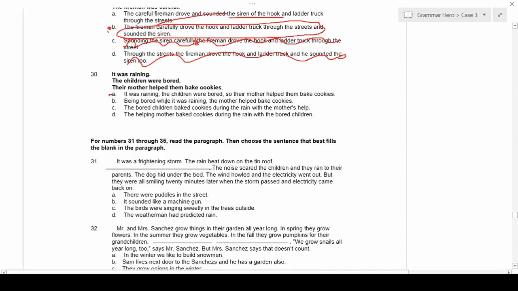It's not bad. It's just not a great sentence. Being bored while it was raining, the mother... This is saying that the mother was bored, so she helped bake cookies. That's not what the three sentences say.